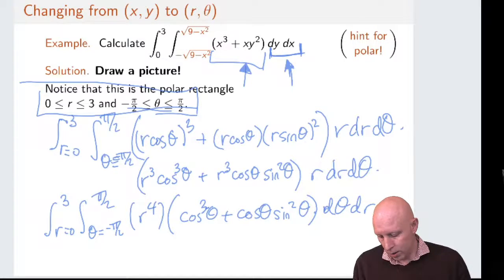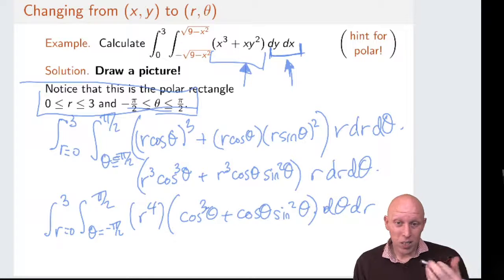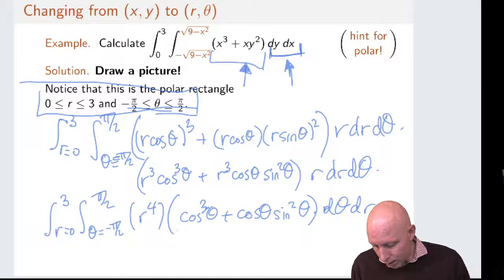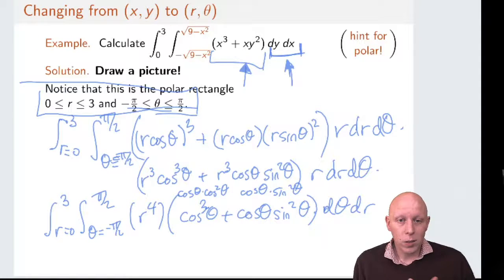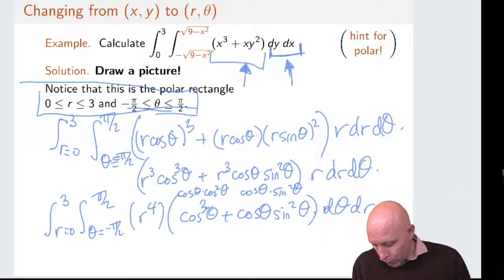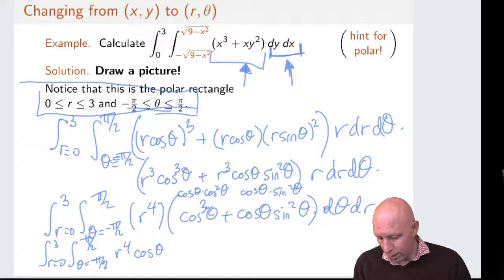All right, so I'm looking at this, and what I'm seeing is if we factor out a cosine of theta, we get a cosine squared plus sine squared of theta. So this here is cosine of theta times cosine squared of theta, and this is cosine theta times sine squared of theta. Cosine squared plus sine squared equals 1. So what we get here is this integral, r equals 0 to 3, theta is equal to negative pi over 2 to pi over 2 of r to the fourth times cosine of theta, d theta dr.